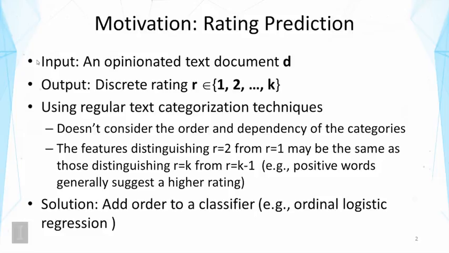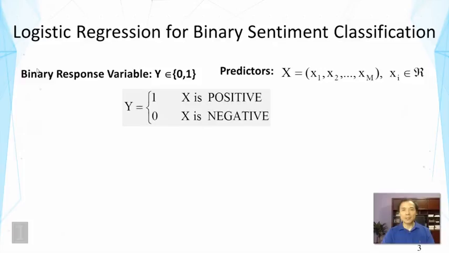So what's the solution? Well, in general, we can add order to a classifier, and there are many different approaches. And here we're going to talk about one of them. It's called ordinal logistic regression. Now, let's first think about how we can use logistic regression for a binary sentiment categorization problem. So suppose we just want to distinguish positive from negative, and then it's just a two-category categorization problem.